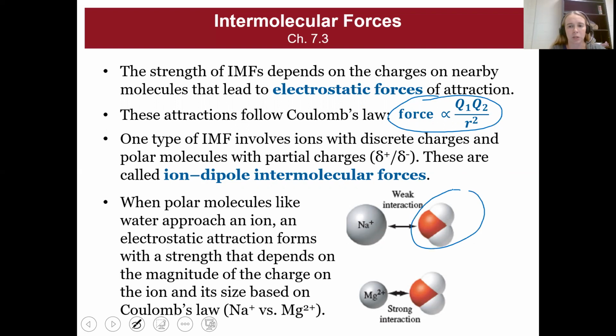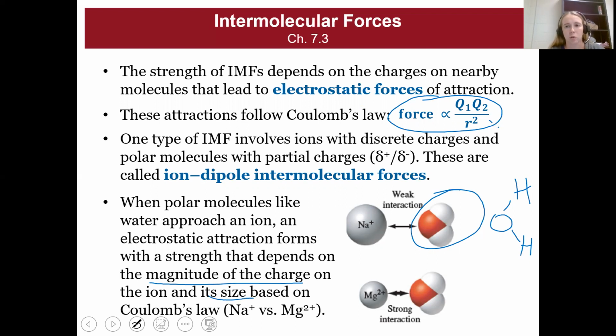So when polar molecules like water, this is our little water structure, you should recognize water and why it is bent now after the rest of chapter 7 that we've done so far. Anywho, when polar molecules like water approach an ion, an electrostatic attraction forms with a strength that depends on one, the magnitude of the charge on the ion, and two, the ion's size.